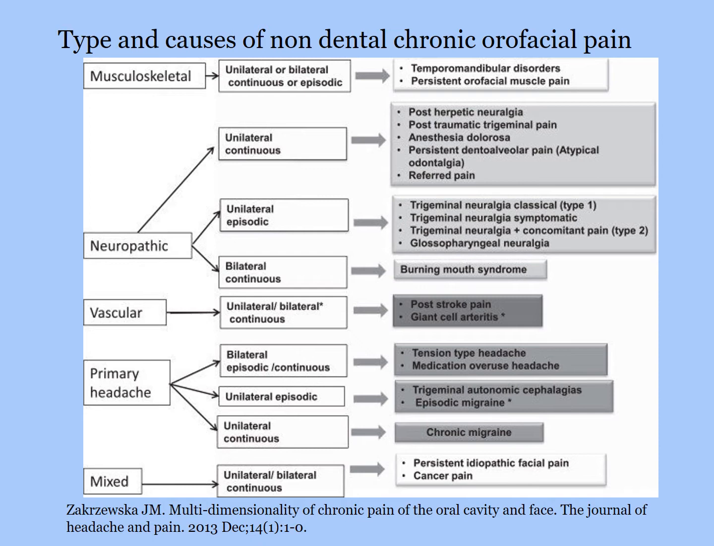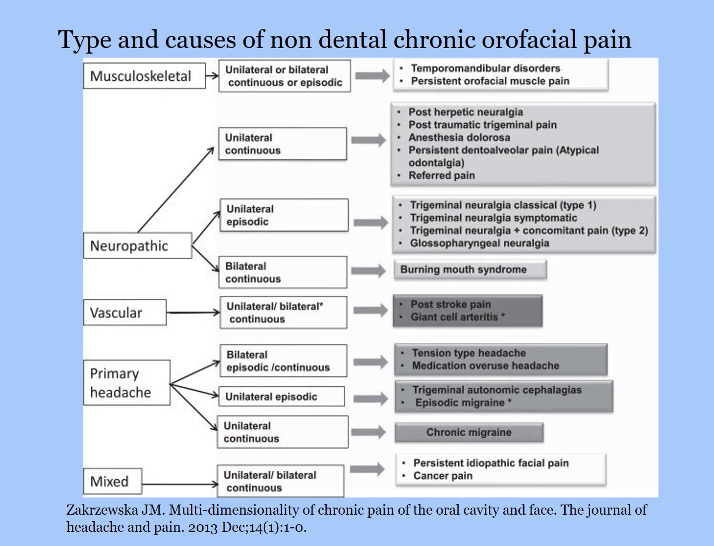If you're looking at neuropathic pain, that means arising from the nerve, if they are unilateral and continuous, then you're most likely looking at either post-herpetic neuralgia, post-traumatic trigeminal pain, anesthesia dolorosa, persistent dentoalveolar pain, which is categorized as atypical odontalgia, or referred pain. If they are unilateral and episodic, it could be trigeminal neuralgia, which is a classical or symptomatic type, or trigeminal neuralgia with other concomitant pain, or glossopharyngeal neuralgia. If it is bilateral and continuous, then you may be looking at burning mouth syndrome. So these are the types of neuropathic pain.